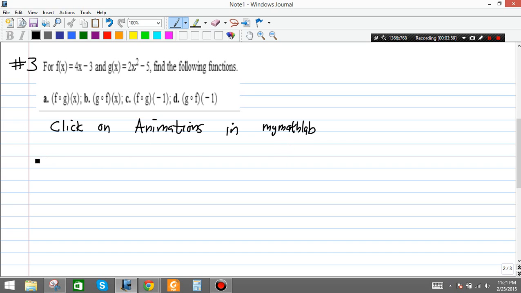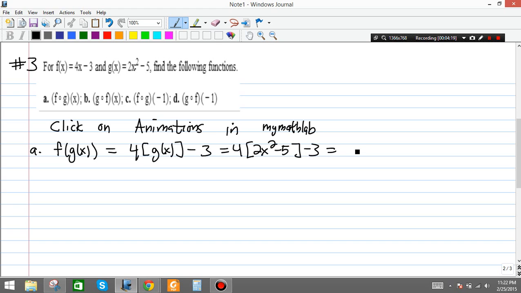So f of g of x here equals 4 times g of x minus 3. This is 4 times, now g of x was 2x squared minus 5, minus 3. This is equal to, distribute the 4. 4 times 2x squared is 8x squared. 4 times negative 5 is minus 20. Minus 3 equals 8x squared minus 23.